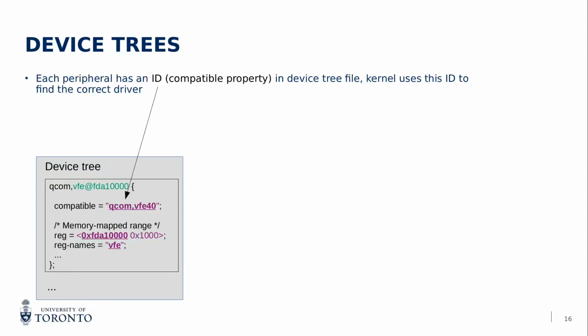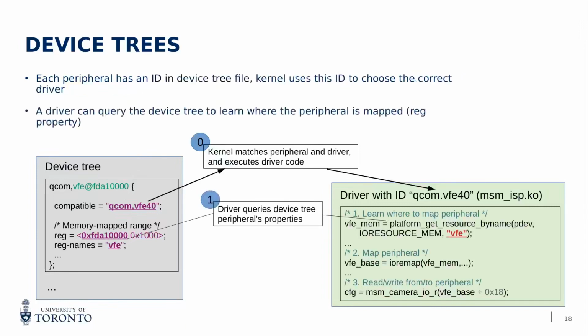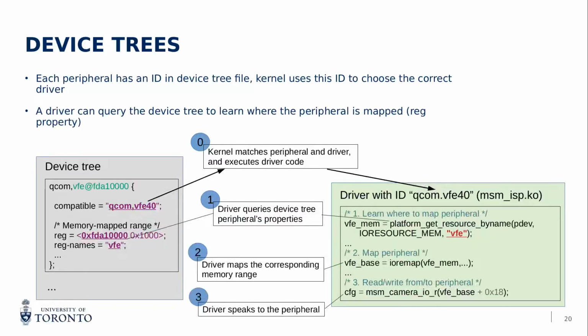In a device tree file, each peripheral is described as a set of properties. One of them is the device ID. At step 0 in the slide, the kernel uses this ID to find the correct driver and start executing it. When the driver executes, it can read device tree properties, for example to find out where to find the peripheral. In the example at step 1, it queries the device tree about the physical memory location where the peripheral can be found. It then creates a virtual memory mapping for this address at step 2. And finally, the driver can speak to the peripheral using this mapping at step 3.